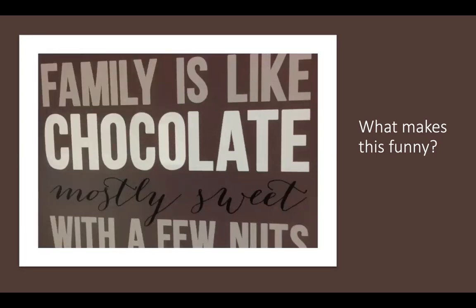Families like chocolate, mostly sweet with a few nuts. It's a beautiful sentence. I have family is the subject, is the verb, and like chocolate, mostly sweet with a few nuts is the predicate. It's also a simile because it contains the word like, and it's comparing two things which are different. But does that knowledge make you understand why this is funny? Not really, because it's funny because we have the word nuts there.